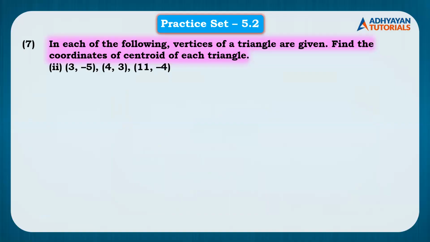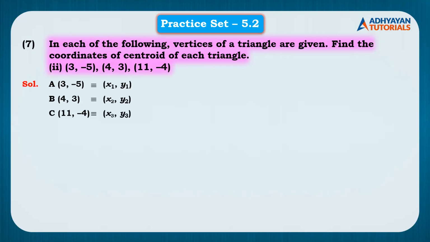So this is a sum, practice set 5.2, sum number 7, sub question 2. Now the coordinates of 3 vertices are given to us. So let us say the first vertex be A, 3, minus 5. So we'll consider these coordinates as x1, y1. Coordinates of B, 4, 3, we'll consider them as x2, y2. And coordinates of C, 11, minus 4, we'll consider them as x3, y3.